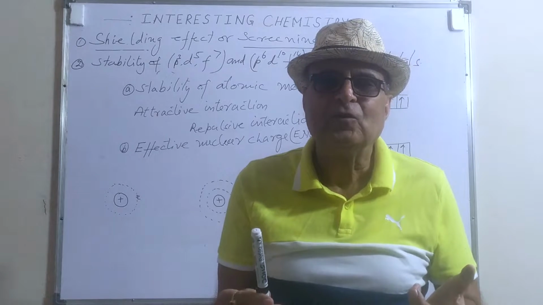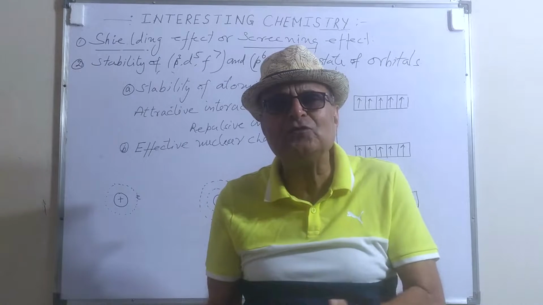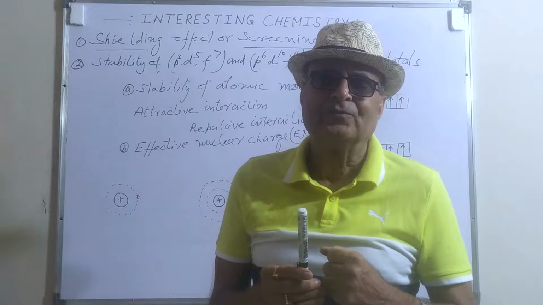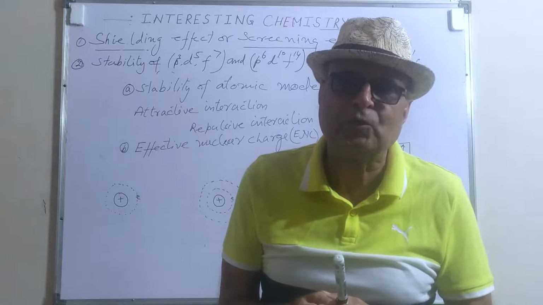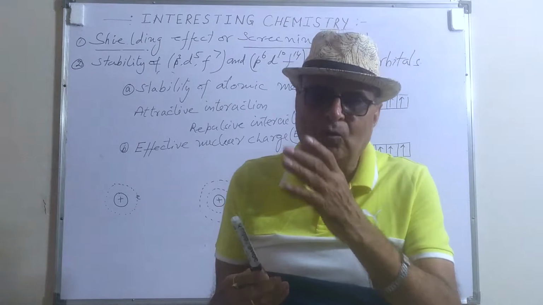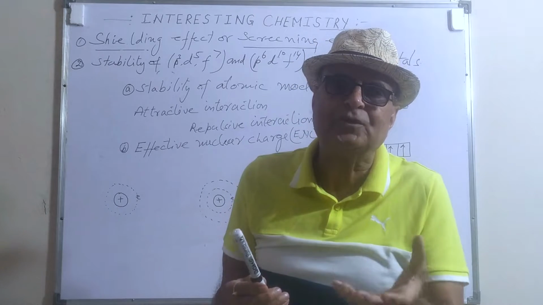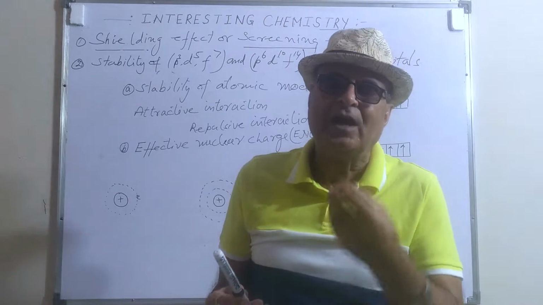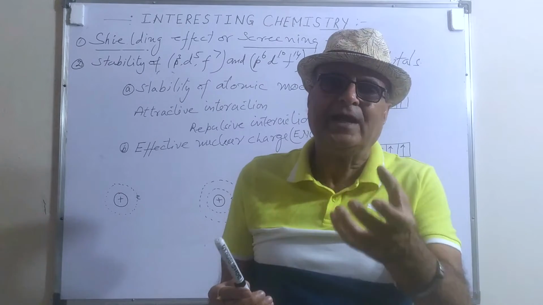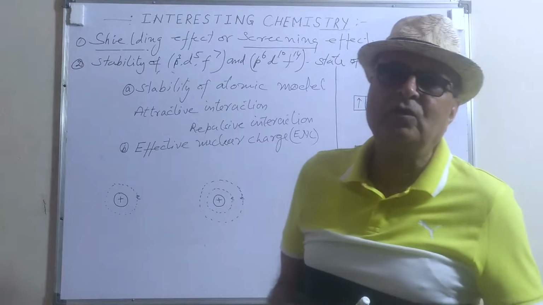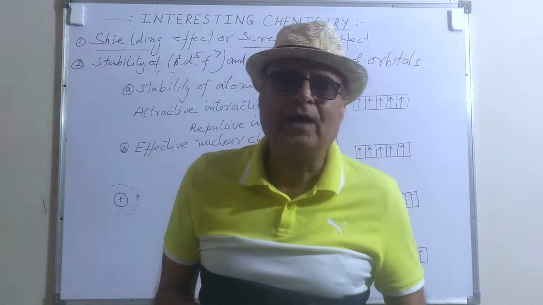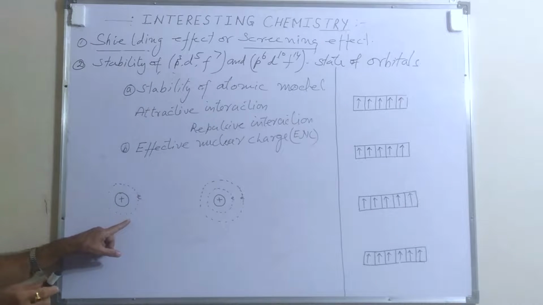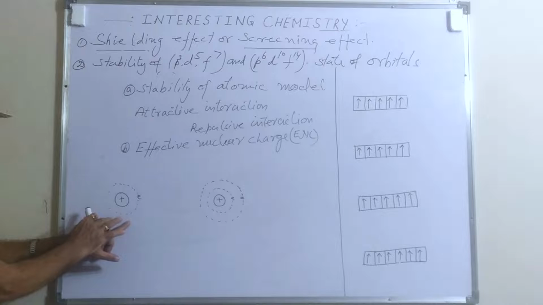Now think, where do you find this shielding effect or screening effect? In a small atom. So follow me and I will make you understand the shielding or screening effect in a teeny, very micro atom. So first of all, this is the hydrogen atom structure.